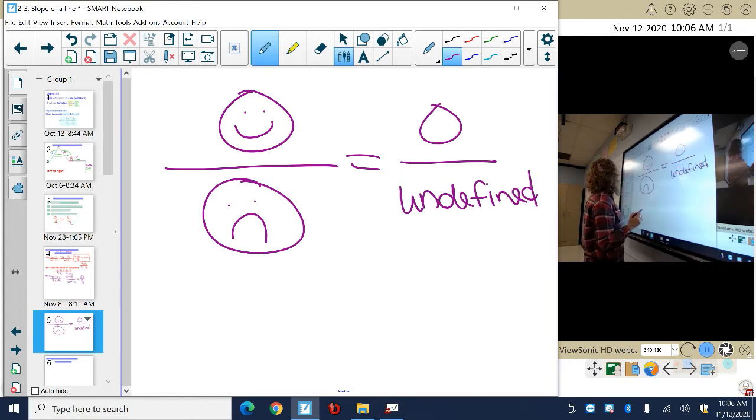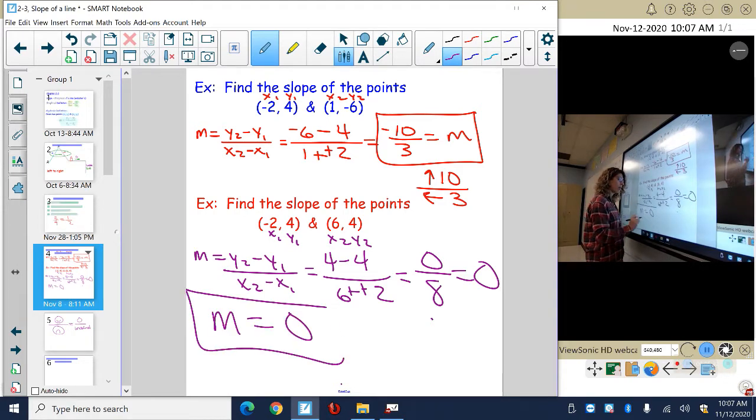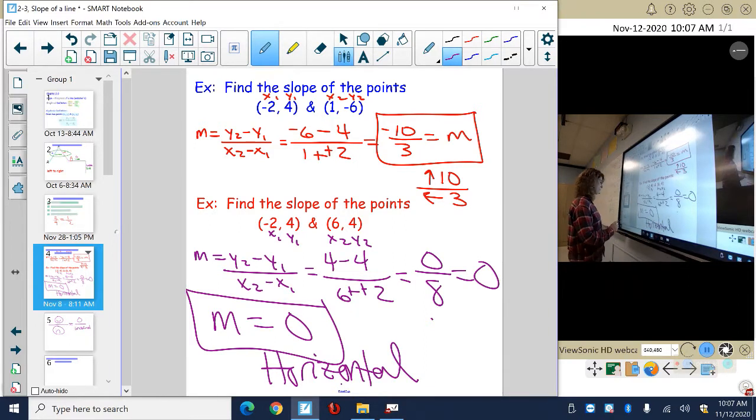Okay? So if we go back to this problem, I have 0 pizzas divided among 8 friends. How many slices of pizza does everybody get? I have 0 pizza divided among 8 friends. That means I'm going to get 0 slices per person. So my slope here is 0, which means it is a horizontal line. Okay?